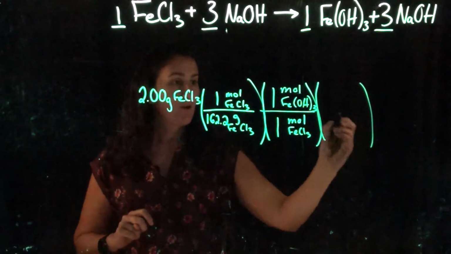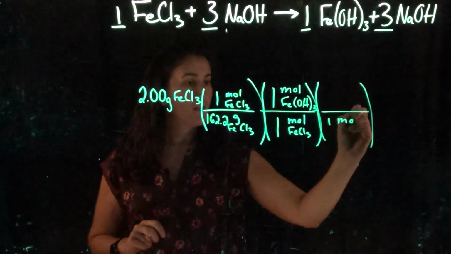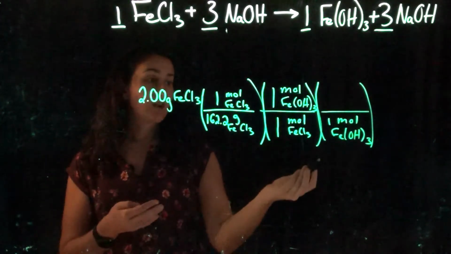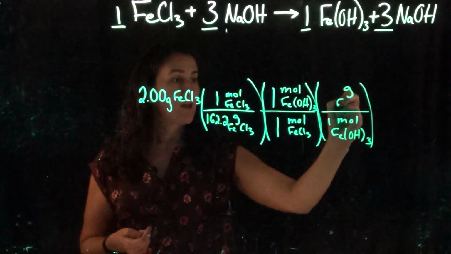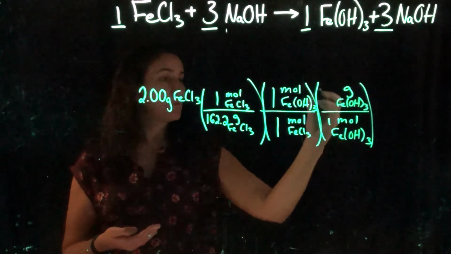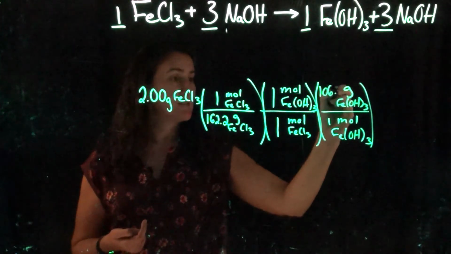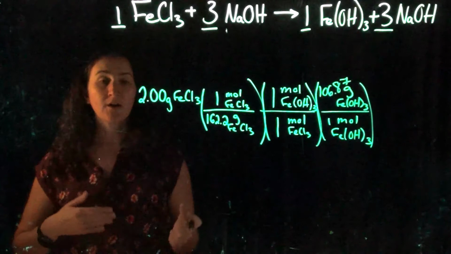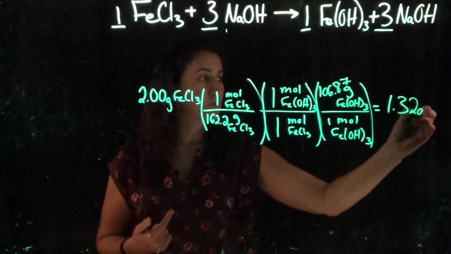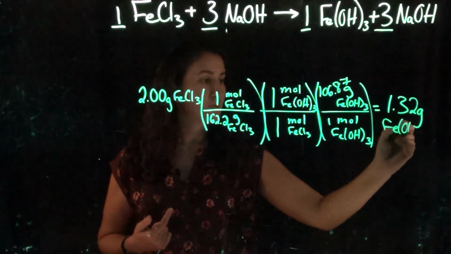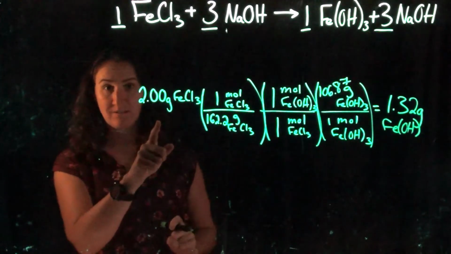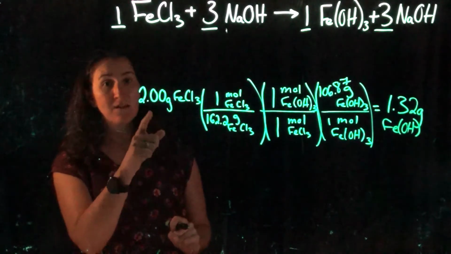And then finally, we need to convert from moles of iron 3 hydroxide to what we're trying to figure out, which is grams of iron 3 hydroxide. To do that, that once again is your molecular weight. So our molecular weight is 106.87 grams per mole, which gives us a final value of 1.32 grams of iron 3 hydroxide. So that is how much we would theoretically yield if this is our limiting reagent. But we don't know at this point if it's limiting or in excess.